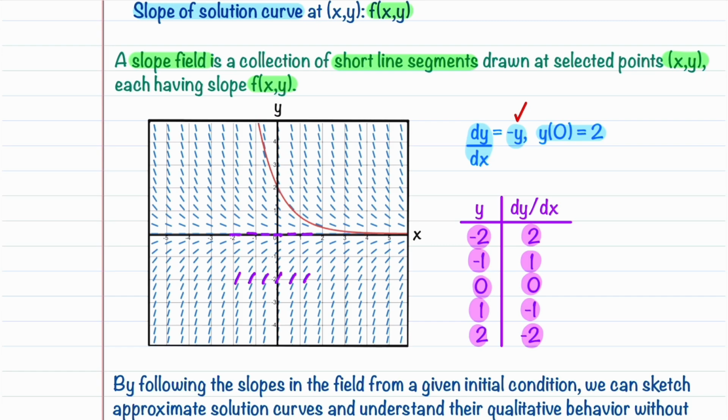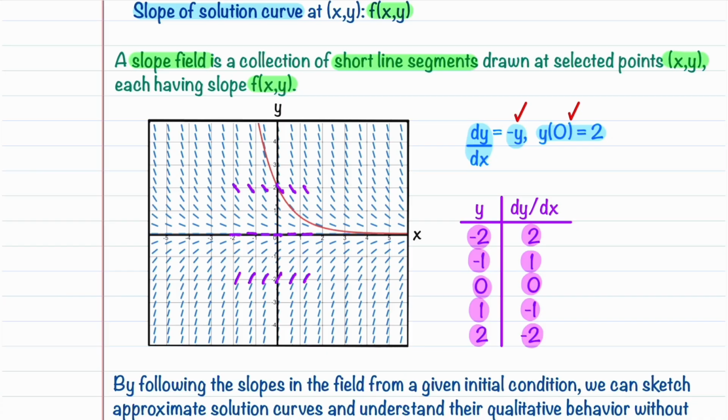Let's plot those. We go up to where y is 2, and you can see that our slope fields have a slope of negative 2. Once all the slope fields are drawn, we can use the initial condition y of 0 is equal to 2, right up here, to sketch a solution curve.